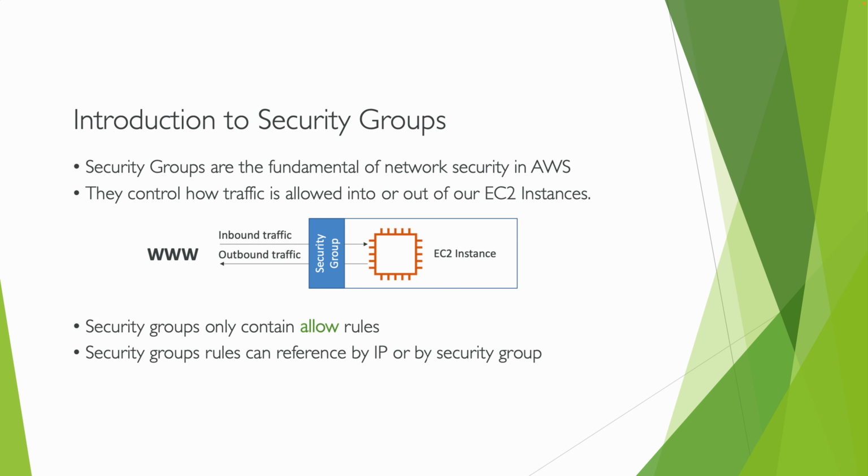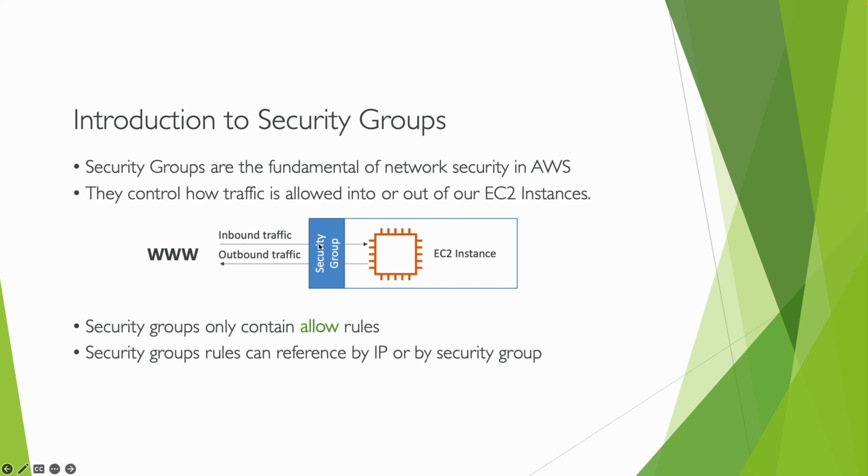So today we'll see a brief about EC2 security groups, and we'll also go with the hands-on on EC2 security groups. Security groups are the fundamentals of network security in AWS. They are the basic security layer for each EC2 instance. They control how the traffic is allowed in or out of our EC2 instance.